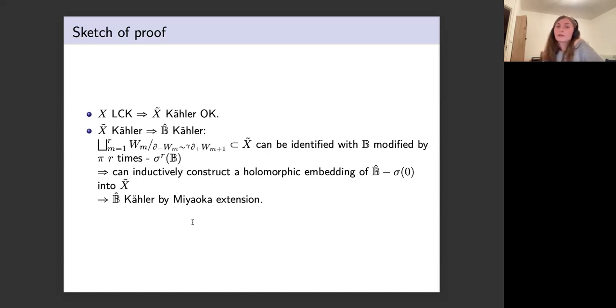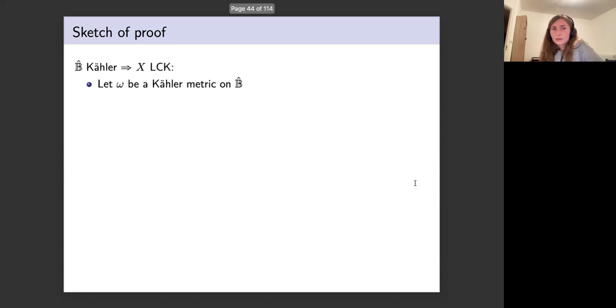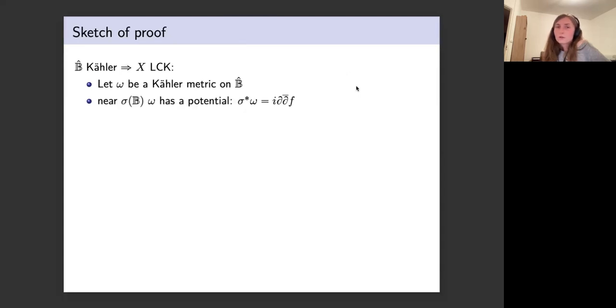And then by the Miyaoka extension, this gives you first that the modified ball minus sigma of 0 is Kähler, and then that the modified ball is Kähler. And finally, that the modified ball is Kähler implies that you have an LCK metric on the manifold. This is essentially the Brunella construction. It uses the fact that since we are dealing either with balls or with modified balls, you have potentials. So you can work with those and glue them and modify them in a way that suits you.